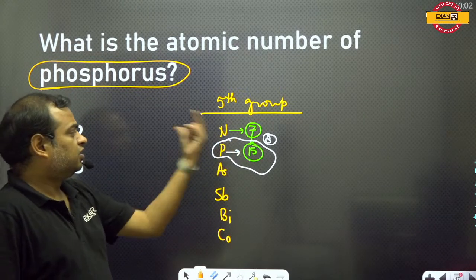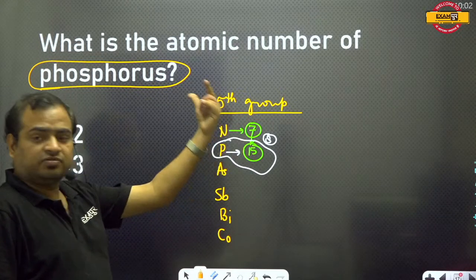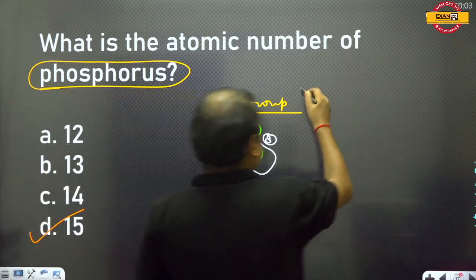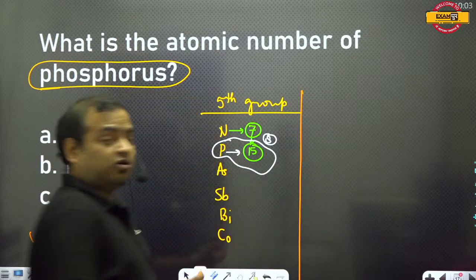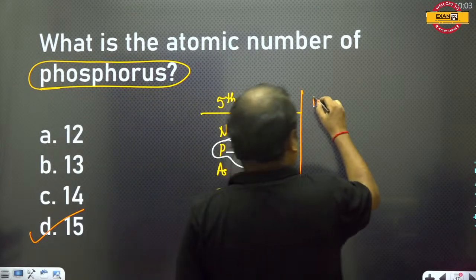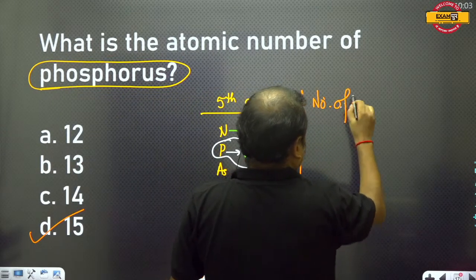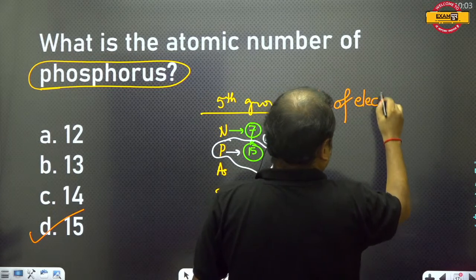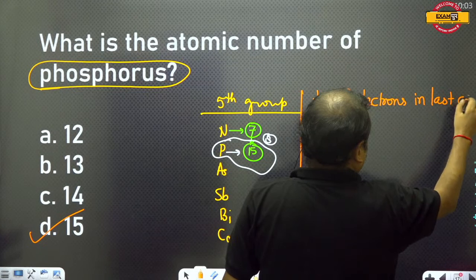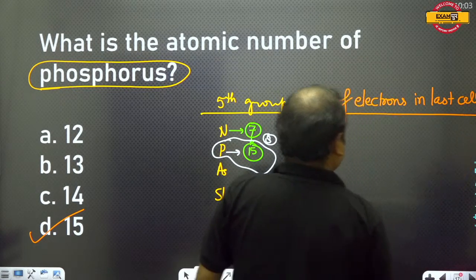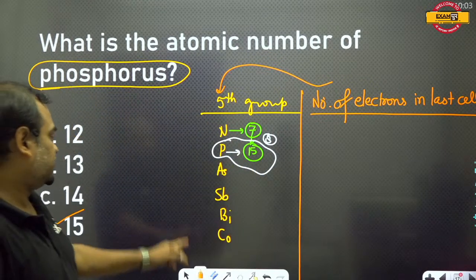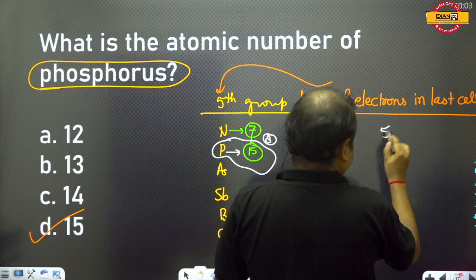If we talk about the atomic number of nitrogen, it will be equal to 7. And if we are asked to find out the number of electrons in the last cell, actually the number of electrons in the last cell is 5. So this is the correct answer.